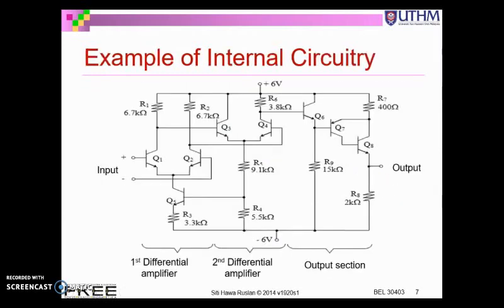Okay, so this is one example of the internal circuitry of op-amp. So here again, the terminal positive, terminal negative, this is a differential amplifier on the first stage, another differential amplifier at the second stage, so that you will have a very high gain, and followed by a push-pull, and this is a common collector. The output is taken at the emitter of the last section.